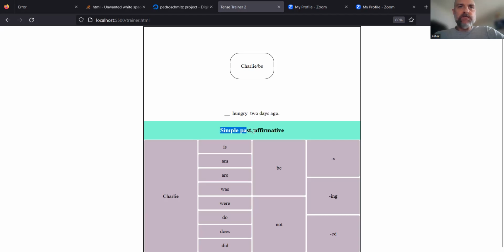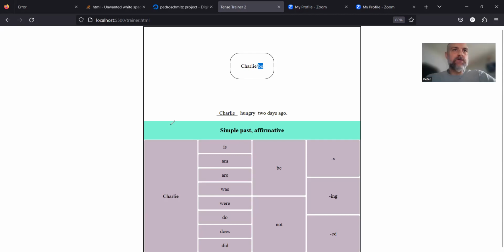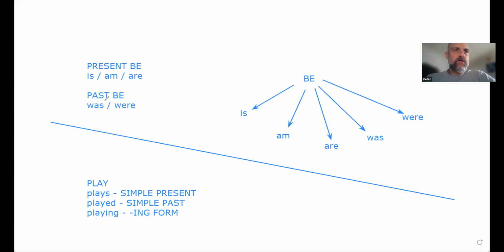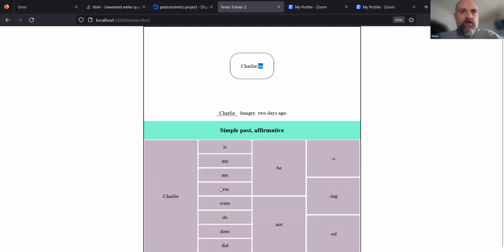Okay. Now we have 2 days ago. That's the simple past. And affirmative just means it's not negative. So let's see. So Charlie. So simple past of be. What would the simple past of be be? So let's see. Past of be is was or were. So let's see what we have here. So we have was and were. So what would be best? So Charlie, singular third person. So we're going to use was. And there we are, was.